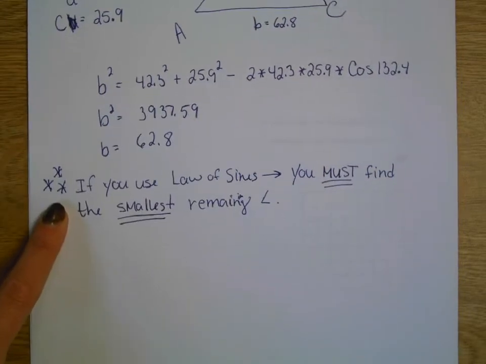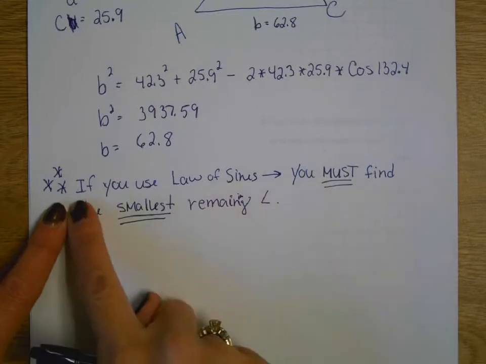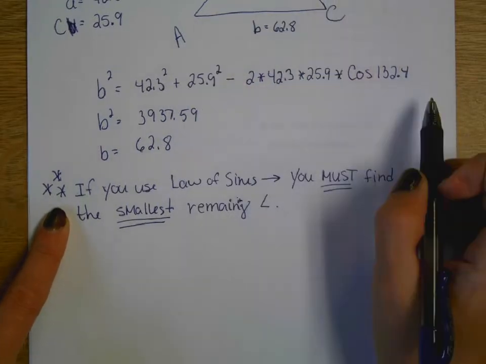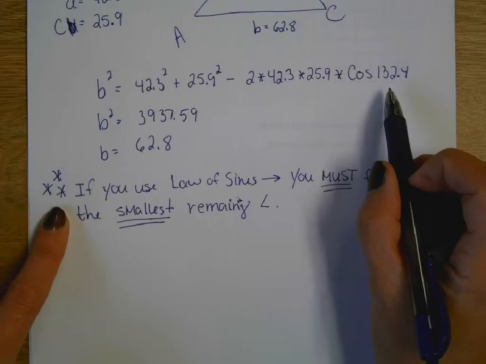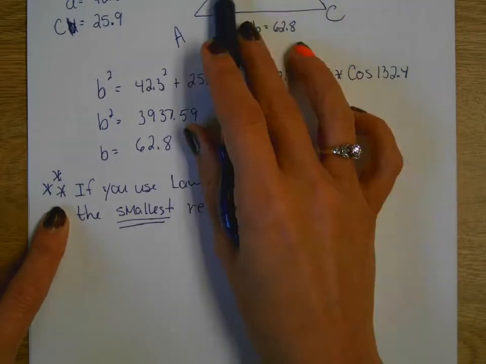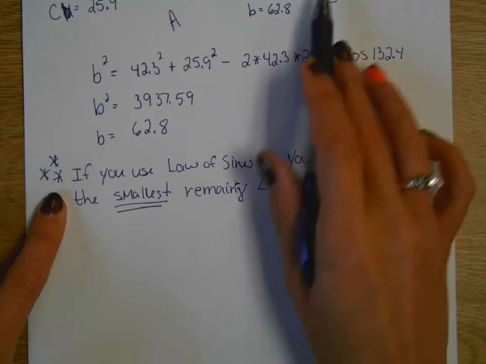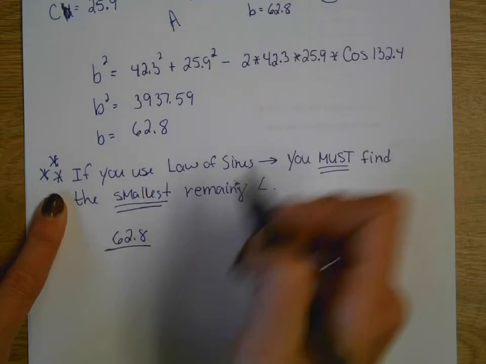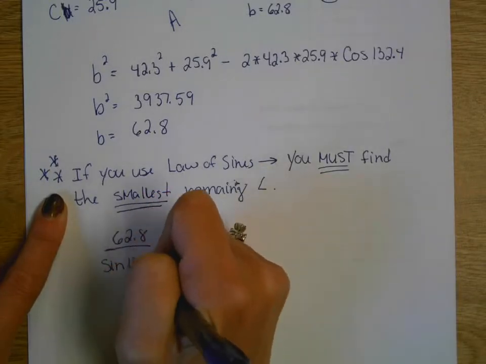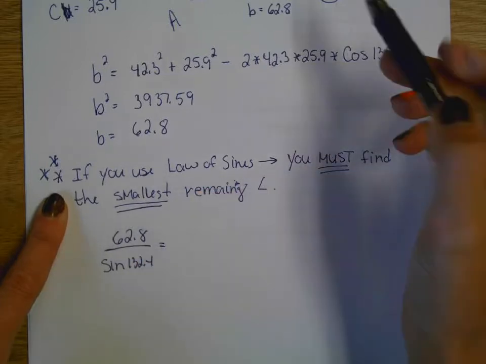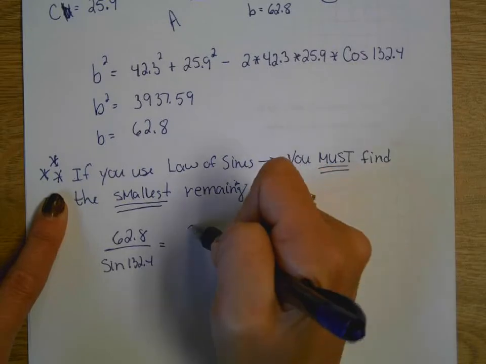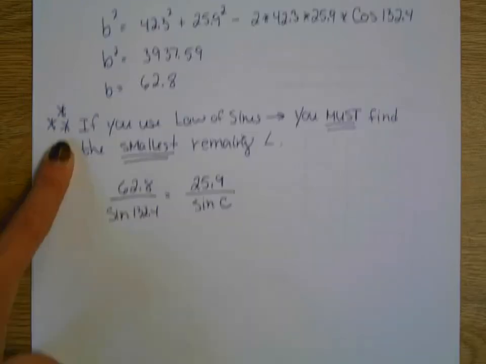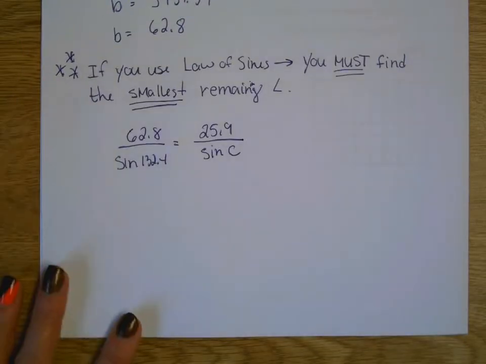So, on your note card, when you're doing law of cosines and then you switch to law of sines, just tell yourself, I have to find the smallest remaining angle first. How do I know which one's going to be smaller, A or C? Across from the smaller side. So C would be this one we want to set up. So we're going to set up the law of sines proportion, 62.8 over the sine of 132.4, and then it's 25.9 over the sine of C. And remember, you got to do an inverse sine at the end, just like we did yesterday.